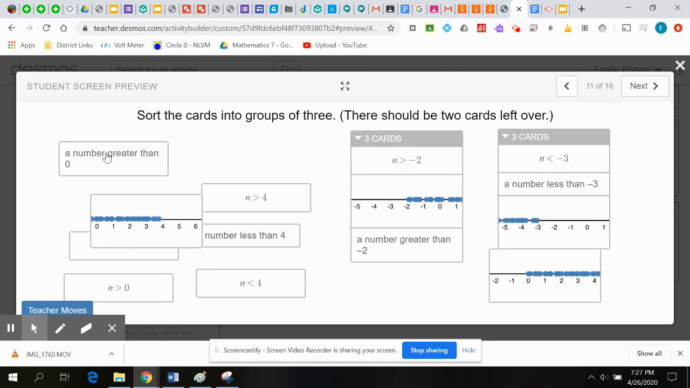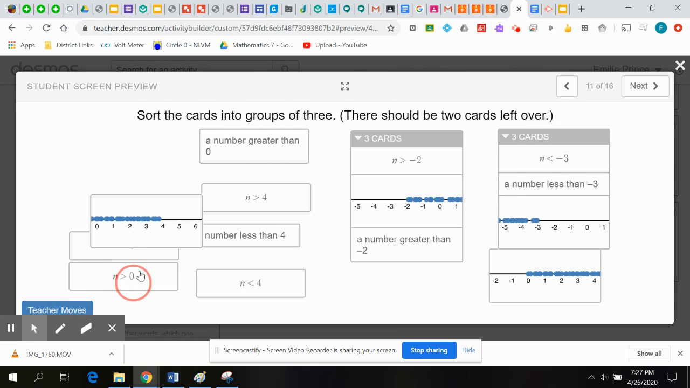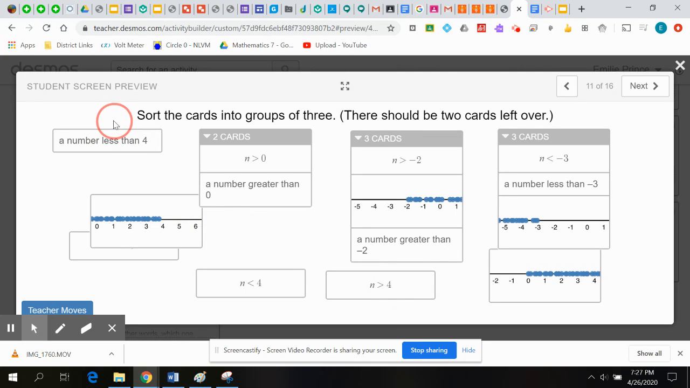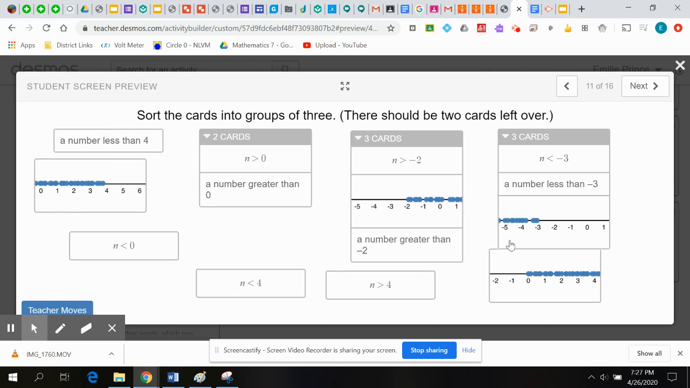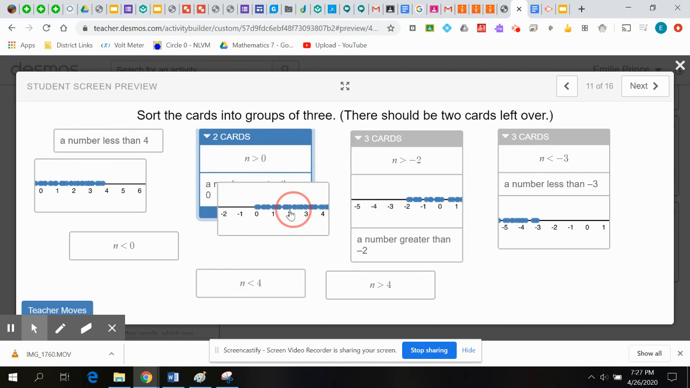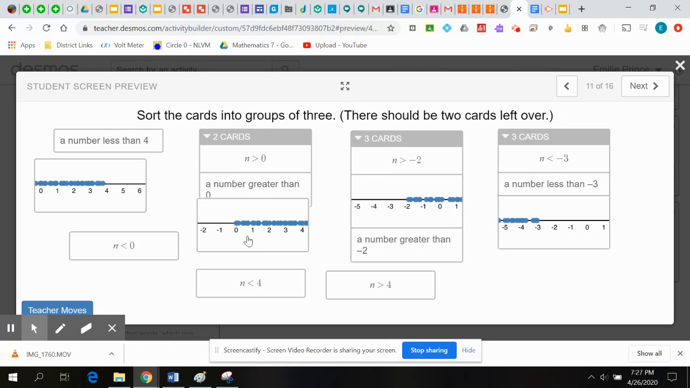Okay. What about a number greater than 0? This says numbers greater than 0. Let's link that together. Oh, there's one behind. All right, so what number line says numbers greater than 0? Well, this number line highlights numbers that are greater than 0. 1 is greater, half is greater, 1/4 is greater.